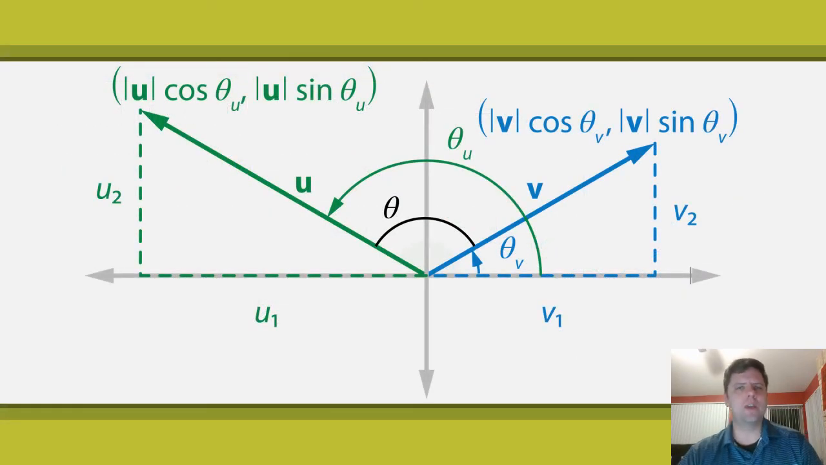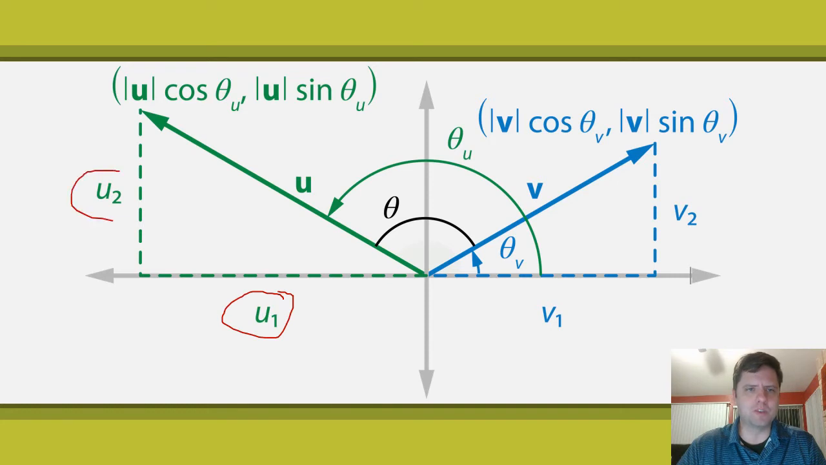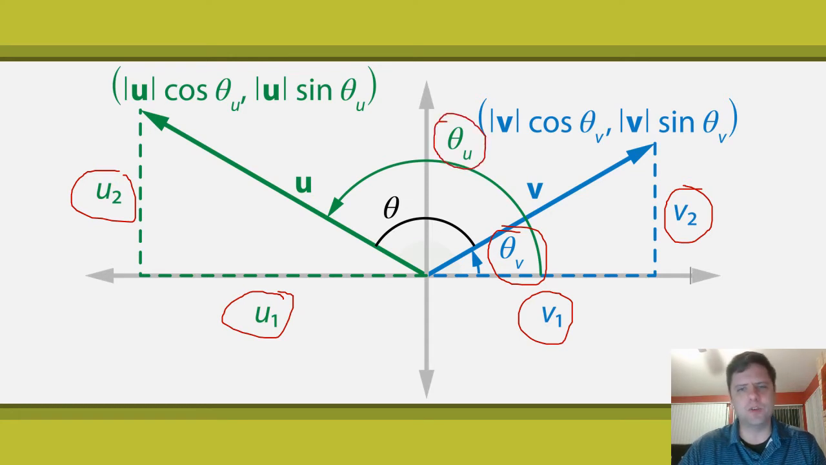Now, to show you the other way that we can arrive at a dot product requires that we set up a diagram like this. Here again, we have our two vectors, u and v. We are splitting u into its components in the x and y direction, u1 and u2, and the same thing for v, v1 and v2. Also note that v has an angle of theta sub v, and u has the angle of theta sub u. The angle in between the two of them is then theta.